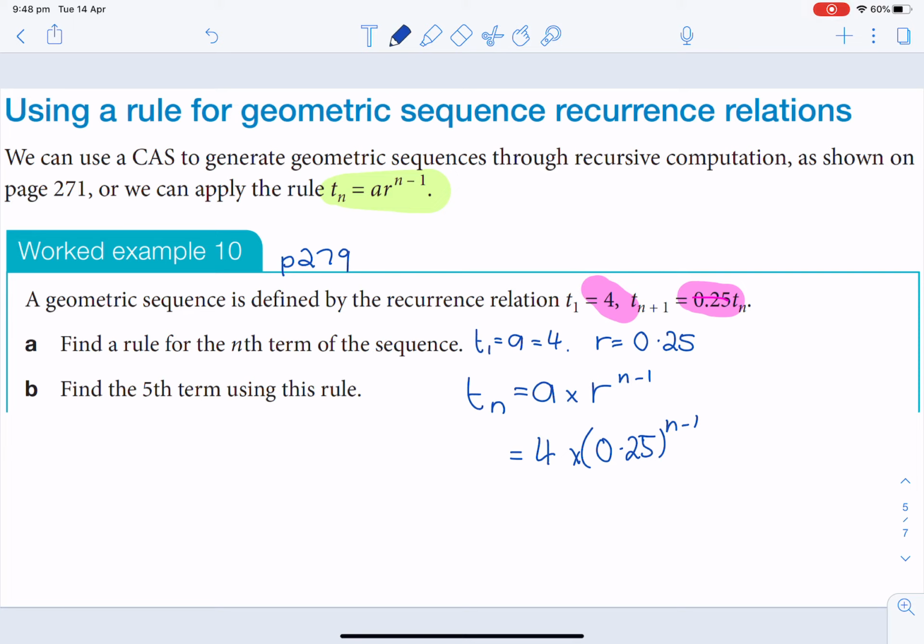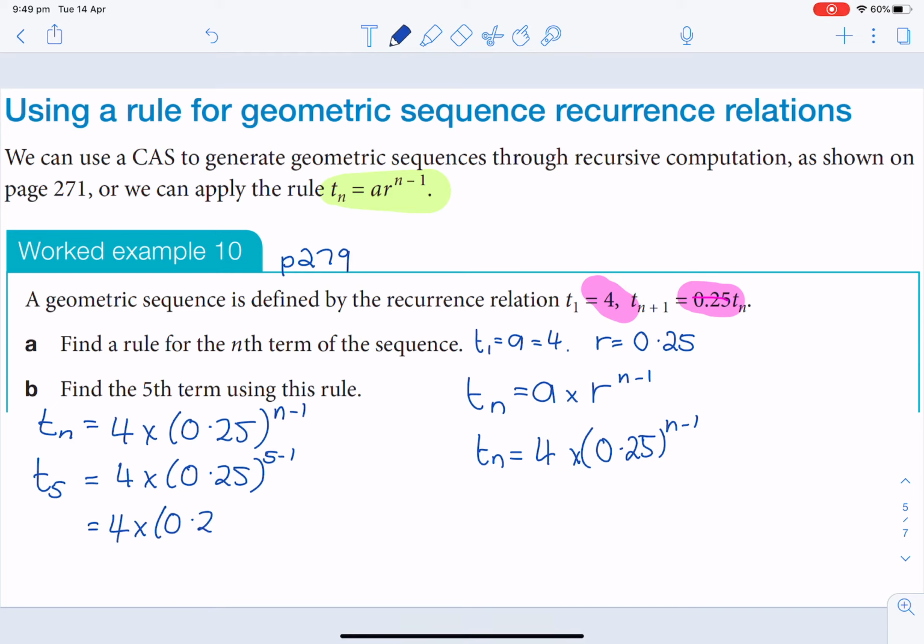Didn't need to simplify like I did with arithmetic. All I need to do is put in a new n value, and this will then give me the term that I'm after. All right, so find the fifth term using this rule. Let's use the formula. T of n equals 4 times 0.25 to the n minus 1. I want the fifth term, so I put in T of 5. 4 by 0.25, 5 take 1, to the power of 4.